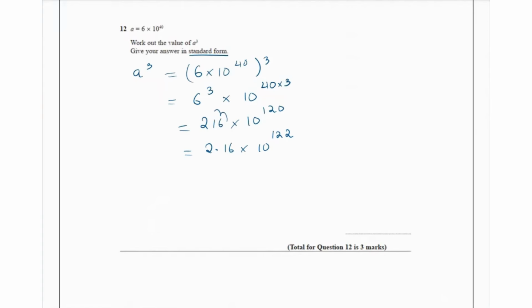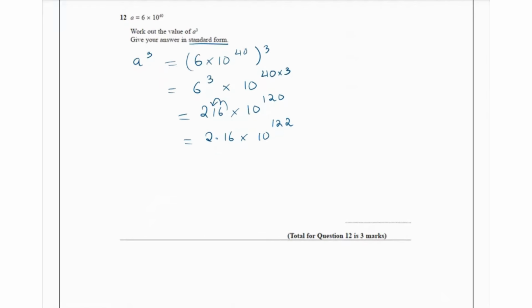So when you move the decimal 2 places, you add 2 to the power as well. And also you need to know that in standard form, the decimal comes after the first non-zero digit. So the first non-zero digit is 2. That's why it's 2.16 and not 21.6 or 0.216. So you need to know these rules in order to get the full marks. Otherwise, you just end up losing very easy marks.